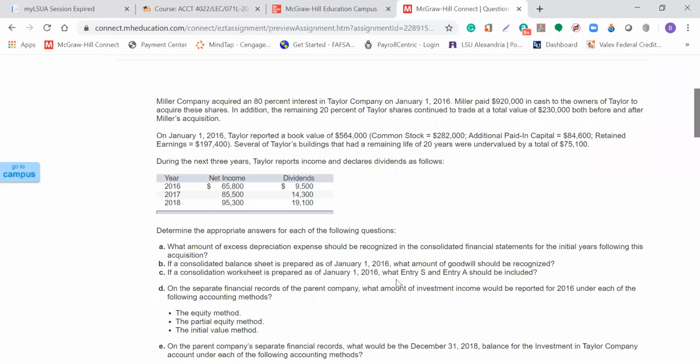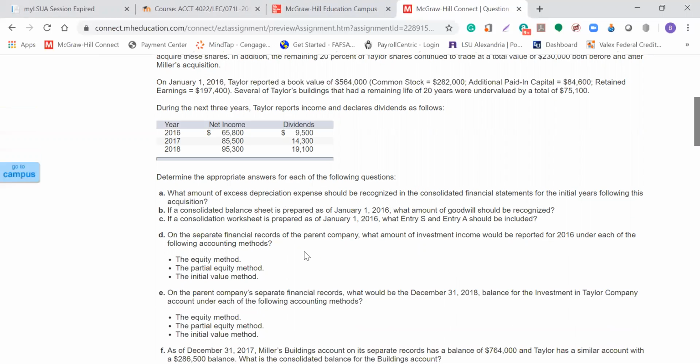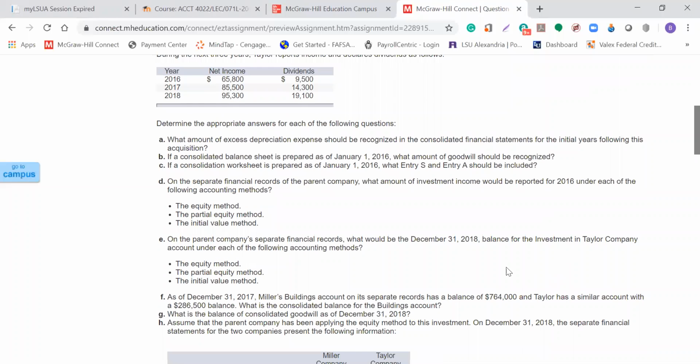in the initial years following the acquisition, and consolidate the balance sheet. If a consolidated balance sheet is prepared January 1, 2016, what amount of goodwill should be recognized? If the consolidation worksheet is prepared, what entries S and A should be introduced? And on a separate financial record of the parent company, what amount of income would be reported for 2016 under the following methods: equity, partial equity, and initial value method.